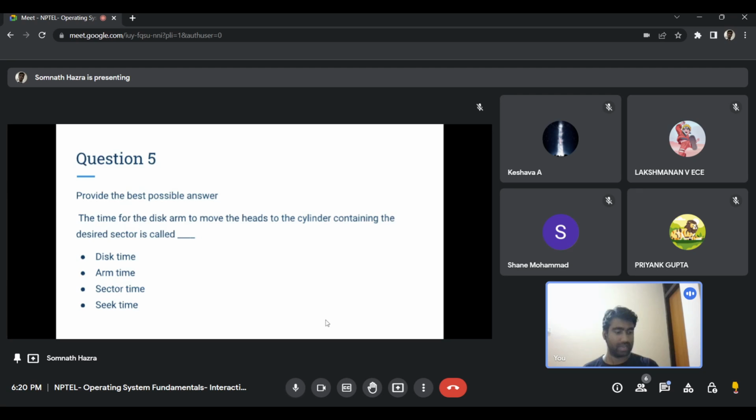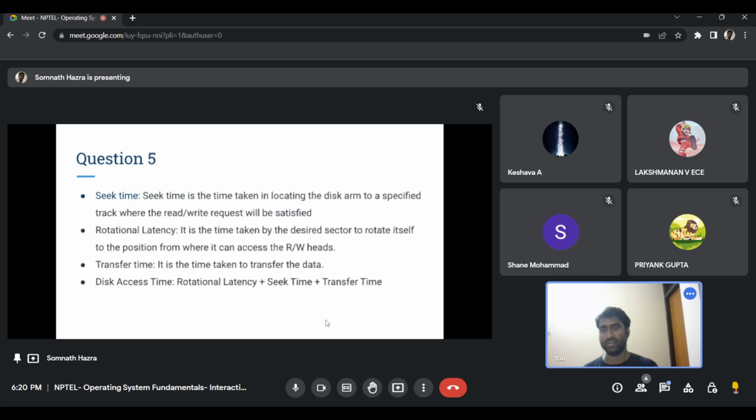Okay, so the answer to this question is yes, seek time. Anyway, we'll look at what all these times mean. Seek time is the time that was asked in the question. The seek time is the time taken for locating the disk arm to a specified track where the read-write request will be satisfied. So that is what is done in the seek time.